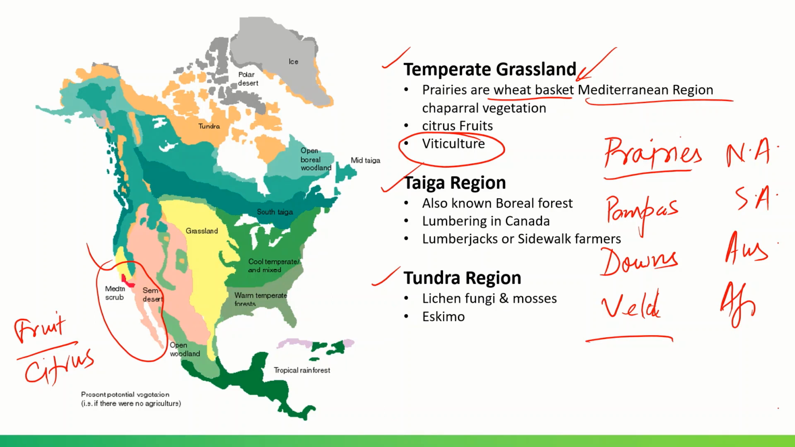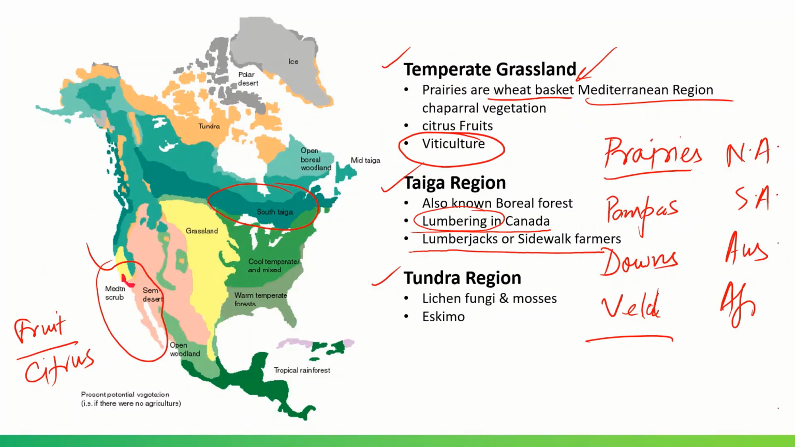Now we'll see the taiga region. Taiga regions are actually coniferous forests. Okay, so the wood of the trees situated in coniferous forests is very soft, and the workers cutting these woods are called lumberjacks, and this whole process of cutting the woods is called lumbering. So the point to be noted here is that lumberjacks cut down these softwood trees, and the process of cutting down the trees is known as lumbering.